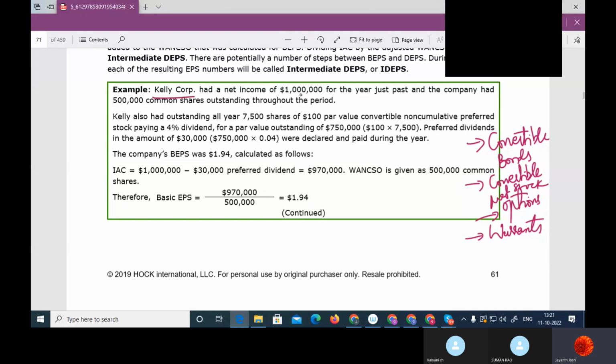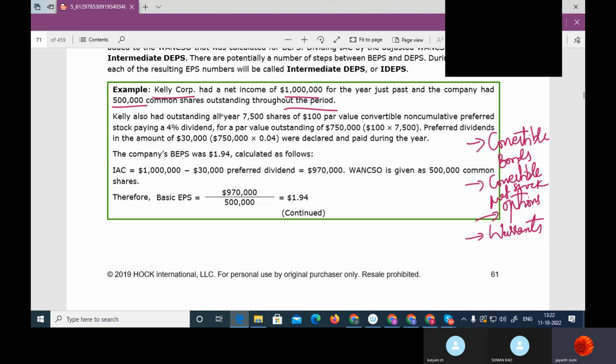Kelly Corporation had a net income of $1 million for the year, that's 10 lakh we say, for the year just passed, and the company had 500,000 common shares outstanding throughout the period.